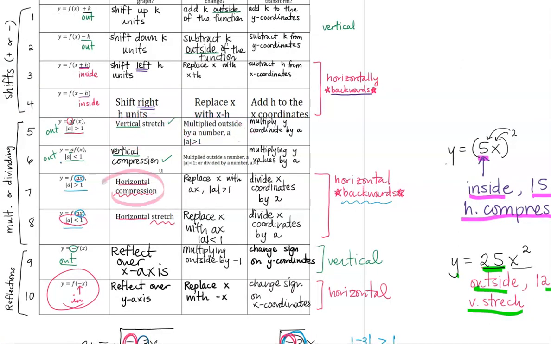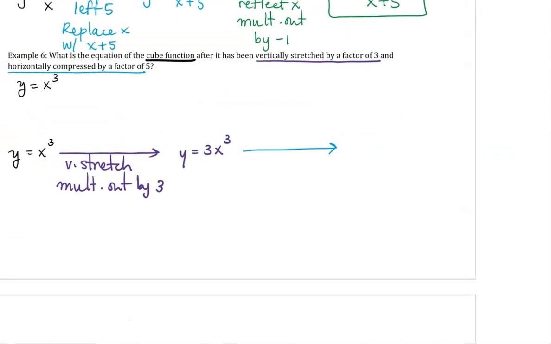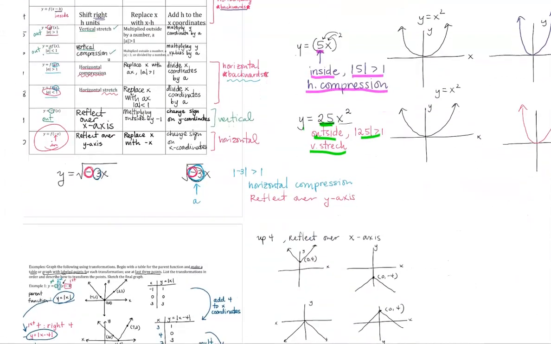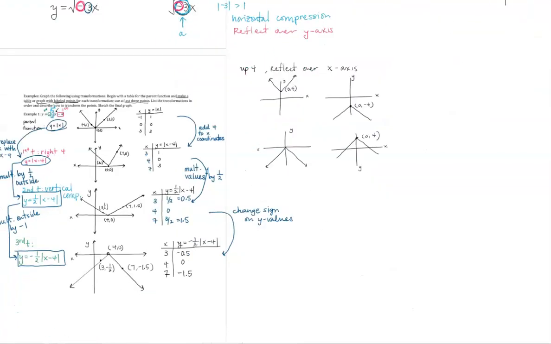The next thing we want to do is a horizontal compression by 5. So we want to replace x with ax. I'm going to replace x with 5x to do the horizontal compression by 5. Isn't that what I circled? Yeah, I think that is what I circled. Horizontal compression, replace x with 5x. I don't know why I was thinking it was a shift, but okay.